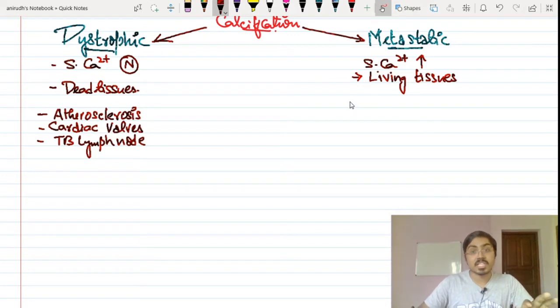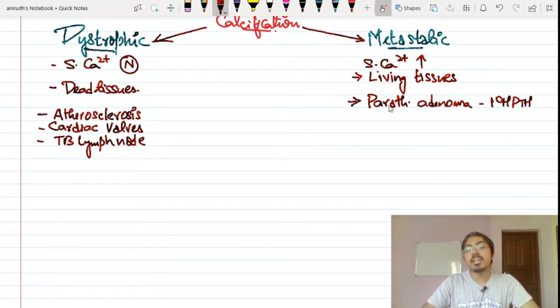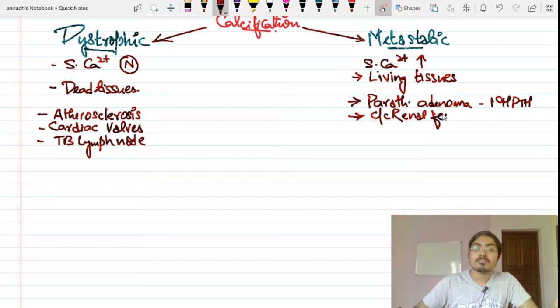Now, metastatic calcification. You can talk about certain conditions where there is an excessive amount of calcium in the body, in the blood. So let us talk about parathyroid adenoma. All causes of primary hyperparathyroidism can cause an excessive amount of serum calcium. This can cause metastatic calcification, right? Primary hyperparathyroidism. Can you talk about a secondary hyperparathyroidism? Yes, chronic renal failure.